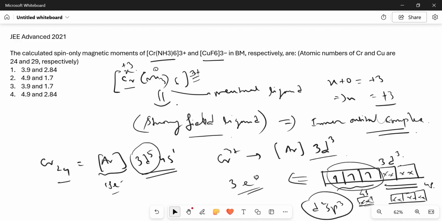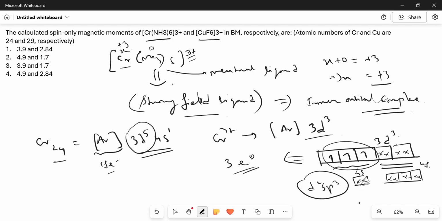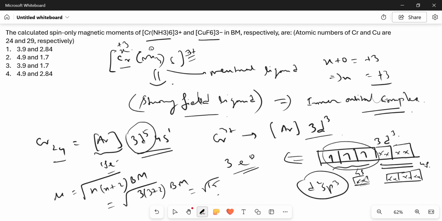Now how to calculate the spin-only magnetic moment? The formula is mu equals root over n into n plus 2 Bohr magneton. So root over 3 into 3 plus 2, that is root 15, which is almost 4. So you can write 3.9. There are two options in the question, number 1 and number 3, both having 3.9 in the first case. So we have to check the second one. This is the spin-only magnetic moment value of the chromium complex.